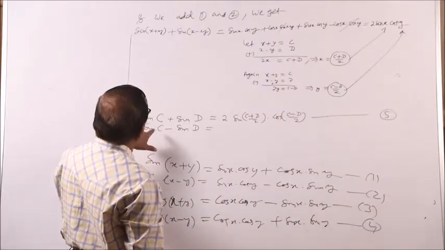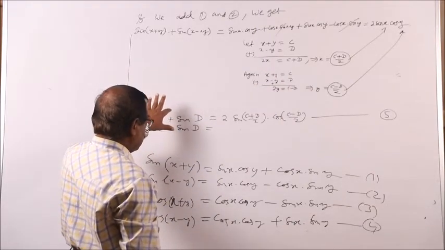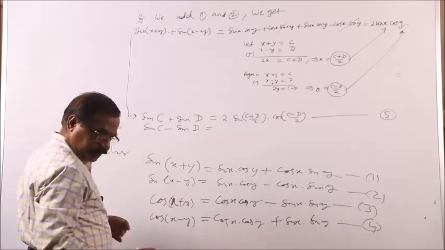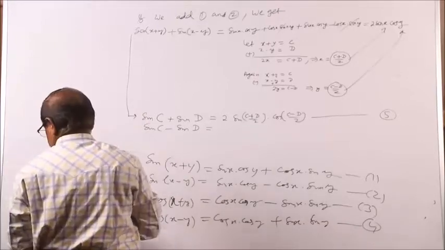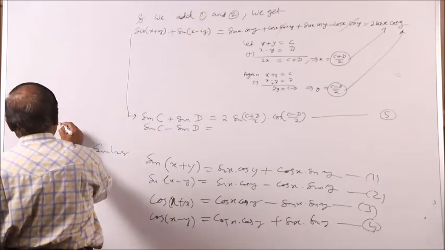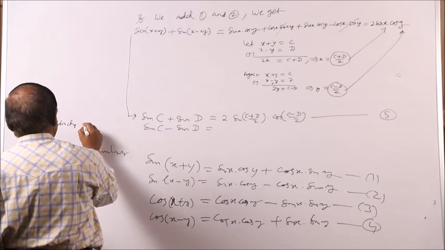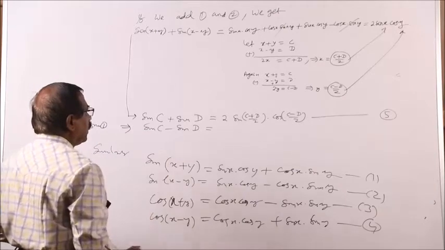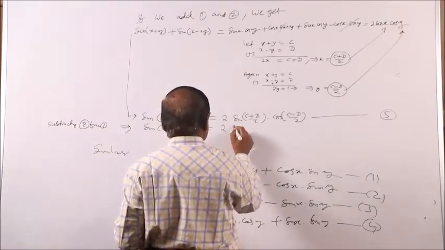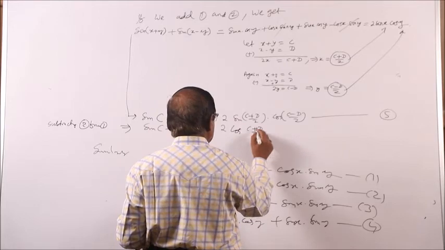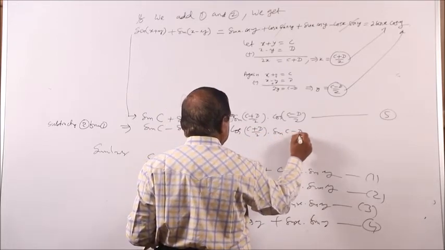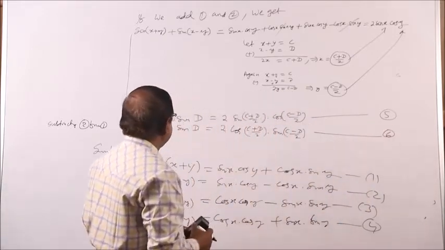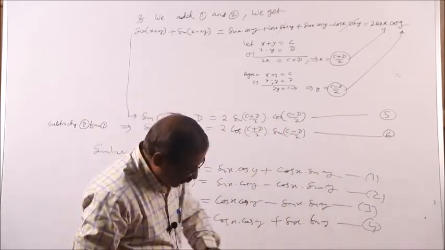If we subtract 2 from 1, this implies this. What you will get? Following the same process, you will get 2 cos((c+d)/2) into sin((c-d)/2). This is formula 6.